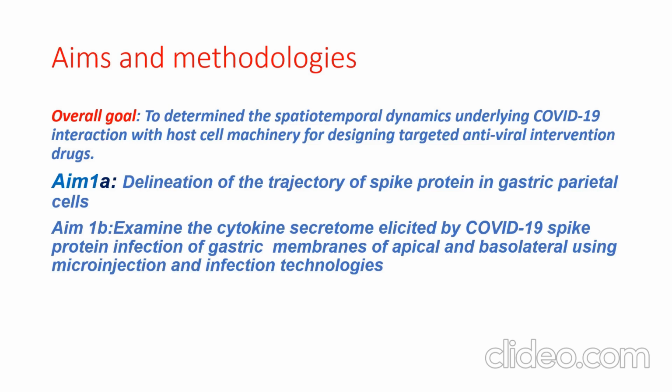intervention drugs. Aim 1: delineation of the trajectory of spike protein in gastric parenchymal cells. Aim 2B is to examine the cytokine secretions elicited by COVID-19 spike protein infection of the gastric membrane, apical and basolateral, using microinjection and infection technology.